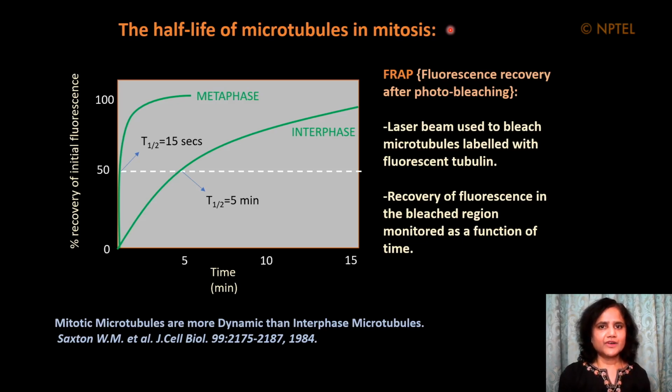So it can be observed here in this experiment that the recovery of fluorescence happens very quickly in microtubules which are in metaphase relative to microtubules which are in interphase cells. And this means that the mitotic microtubules are more dynamic. They are losing and gaining subunits. Their subunits are getting replaced. And this could be important for the dynamic events that occur in mitosis, such as spindle assembly, attachment of sister chromatids, and chromosome segregation, for all of which microtubules are very important.